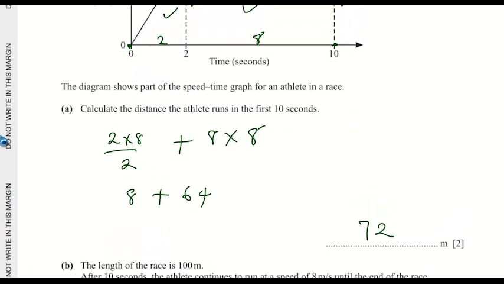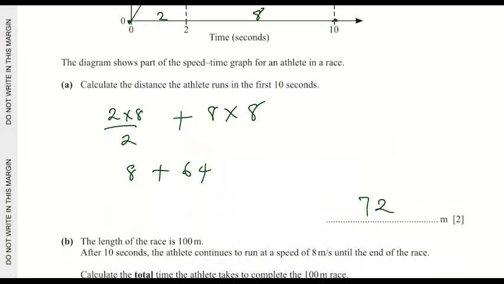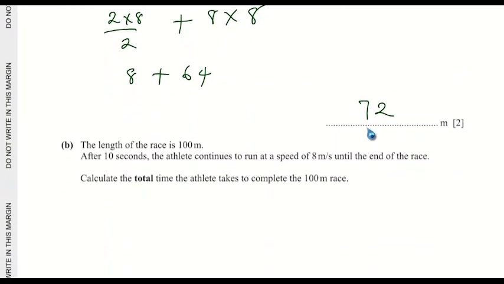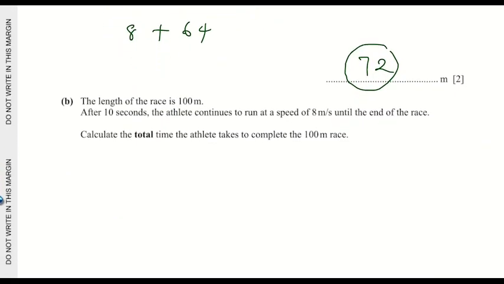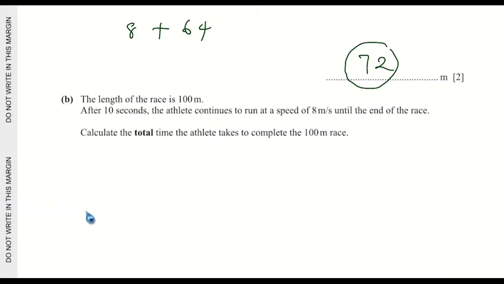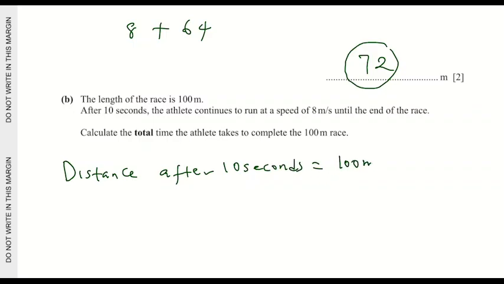As stated up here, we need to subtract this 72 meters from the total, which is 100, right? So that will give us the distance after 10 seconds. So you can say distance after 10 seconds equals 100 meters minus 72 meters. So this gives 28 meters.